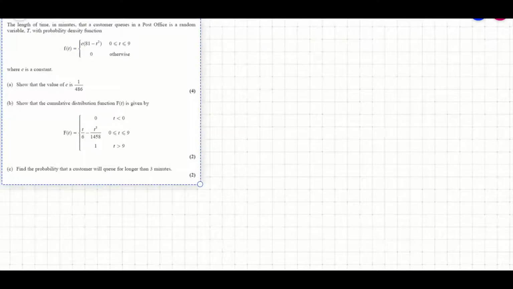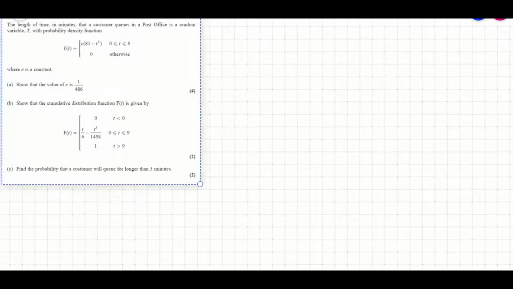In this video, we're going to look at an exam question that involves working with a PDF, a probability density function, as well as a CDF. So we're given the question and we're given a probability density function f(t), but this has an unknown constant c.